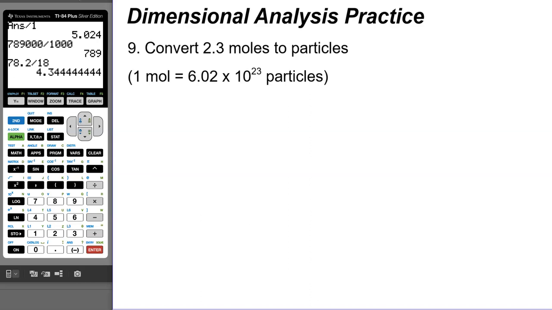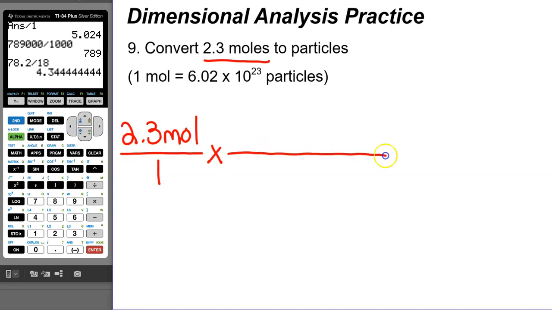So convert 2.3 moles. We found our given value, that's 2.3 moles. And I'm going to abbreviate moles MOL, over 1, times some conversion factor, will equal some new value with a new unit. Now we want moles to cancel out, so we're going to take moles from the top right here and move it to the bottom of our conversion factor.